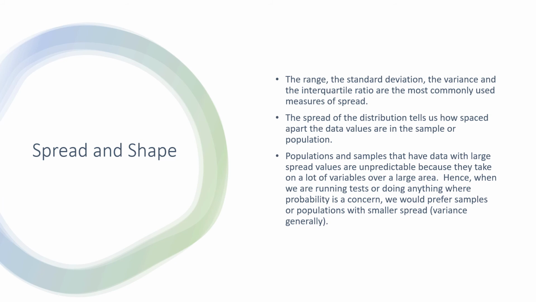Now, you don't really have any control over your spread, any more than you have control over the shape of your data if you're just taking the data or looking randomly at a population. But from our perspective, it's better if we have things that have smaller standard deviation or smaller variance. And if you're doing any kind of prediction, you really want smaller standard deviation and variance.